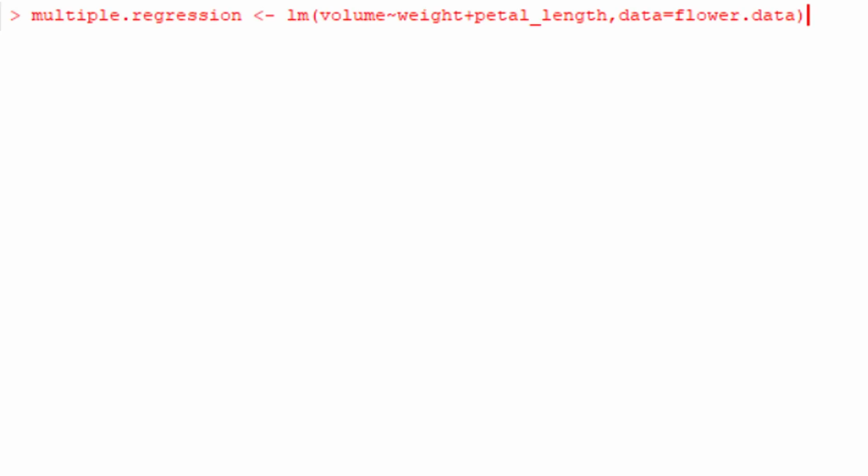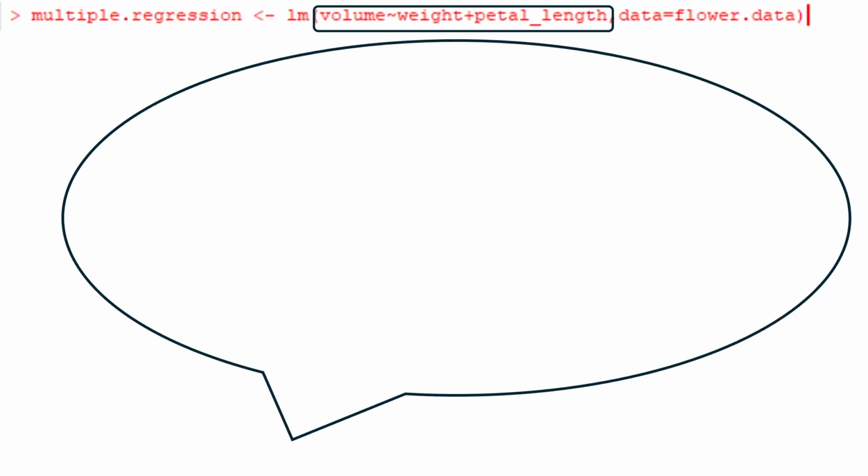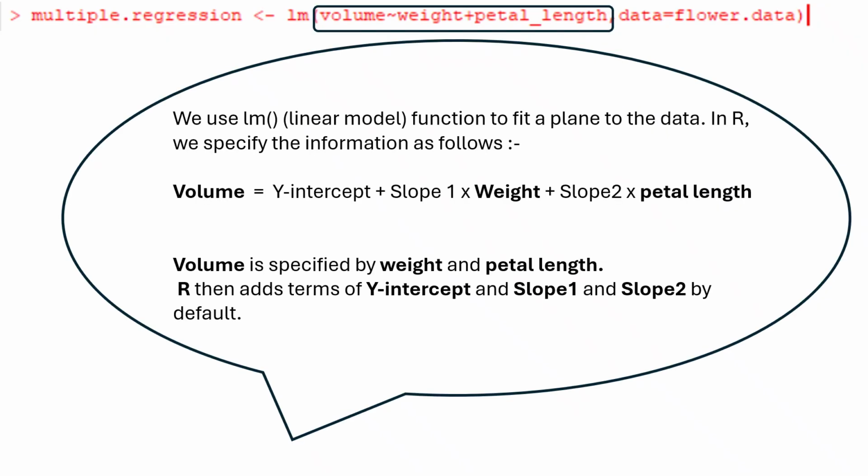So now, after having got this information, as we did in the case of linear regression, here too we describe this linear model for the multiple regression. So again, we use the same function lm() to fit a plane this time to the data since it is multiple regression. So in R, we specify the information as volume equals y-intercept plus slope 1 into weight plus slope 2 into petal length.